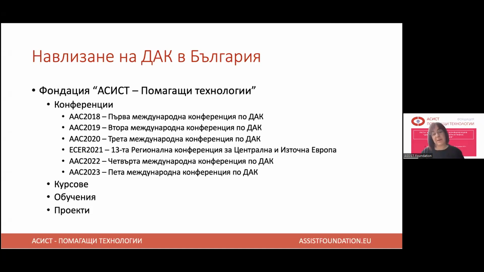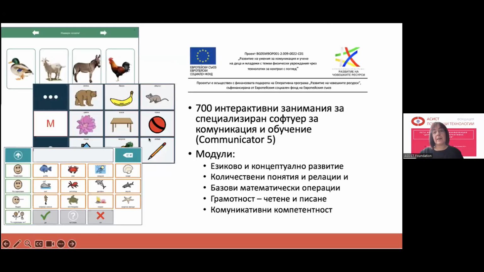For example, what is happening in Bulgaria during the past 8 or 9 years. One of the important events is this international conference, which started in 2018, and this is the 5th international conference on AAC. In 2021, we organized the 13th regional conference for Central and Eastern Europe. As you know, we are holding a lot of courses and trainings all of the time. We are trying to work using different projects, and as a result, increasing the awareness and the use of AAC. Very often, use has to do with adapting and creating materials for Bulgaria and materials in Bulgarian.